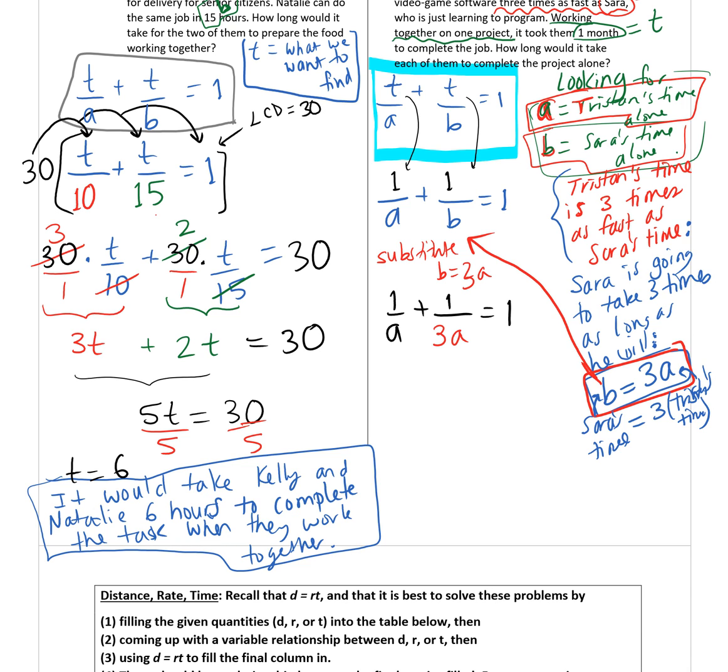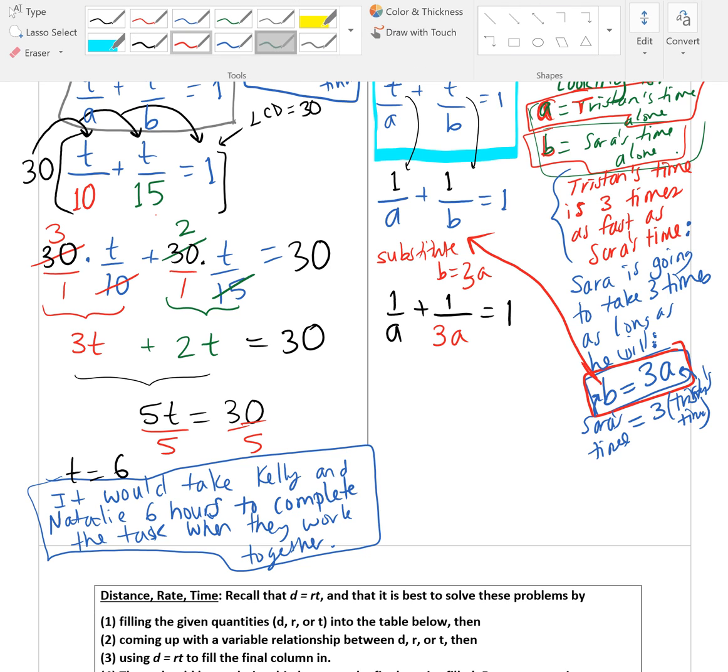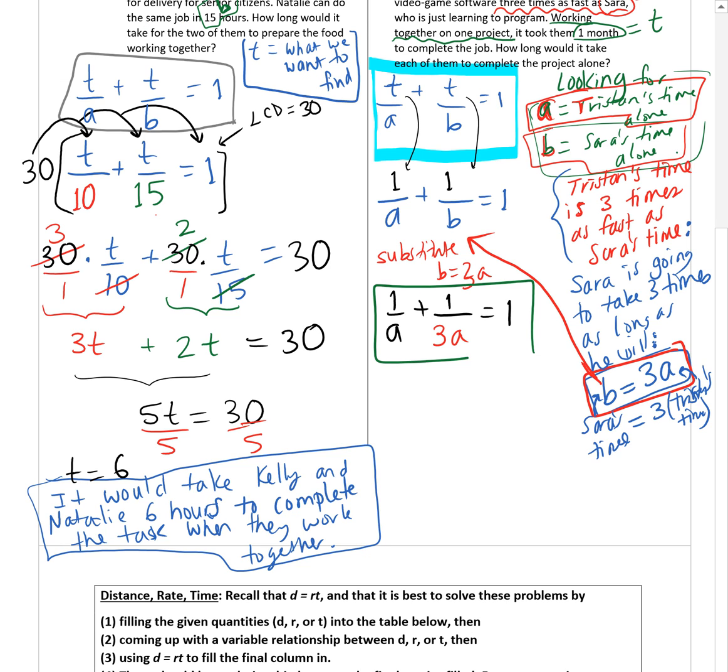So this one was tricky because the way they wrote it sounds like Tristan's time is 3 times as long as hers, but really he's working 3 times as fast, which really means that his time is less. So she's working 3 times as many hours as he is, since his speed is 3 times what hers is. Alright, now we finally have an equation that has one variable in it. This just has an A in it, that's it.